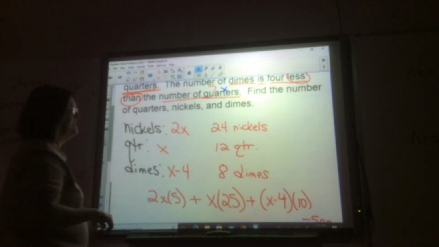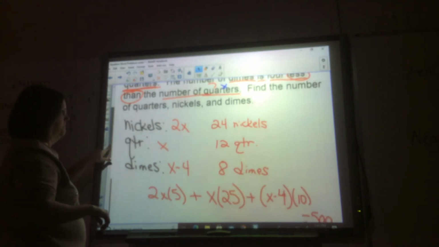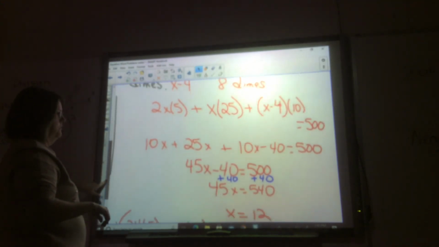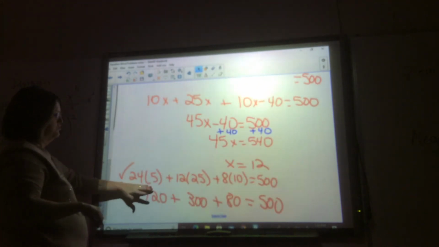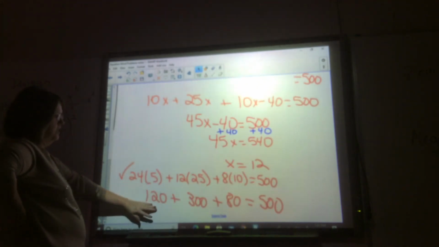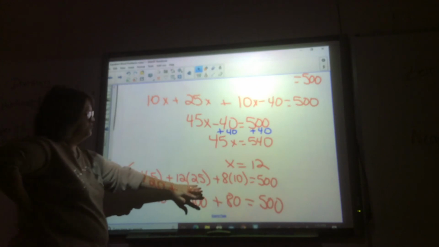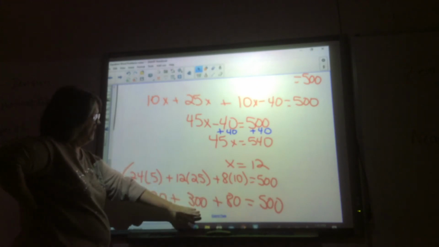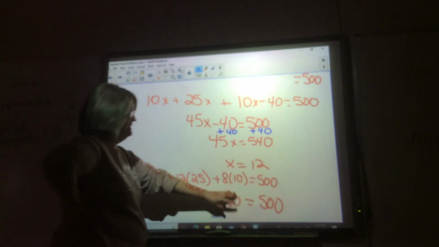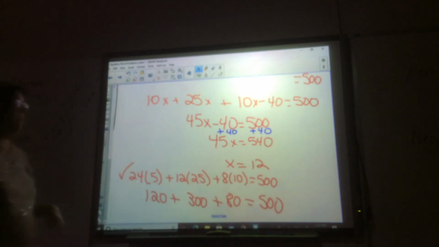Now I want to check and see if I've got 500 cents or $5. So, if I've got 24 nickels, that's 120 cents. I've got 12 quarters, 12 times 25 is 300 cents. And 8 dimes is 80. Does that add up to 500 cents? Yes, it does. Thank you.